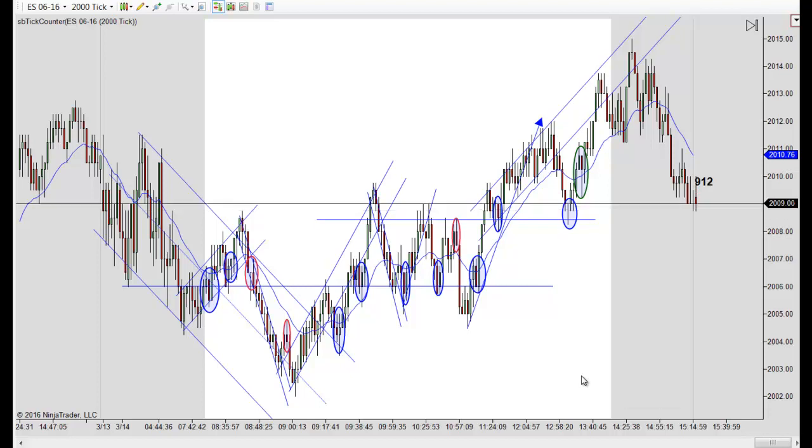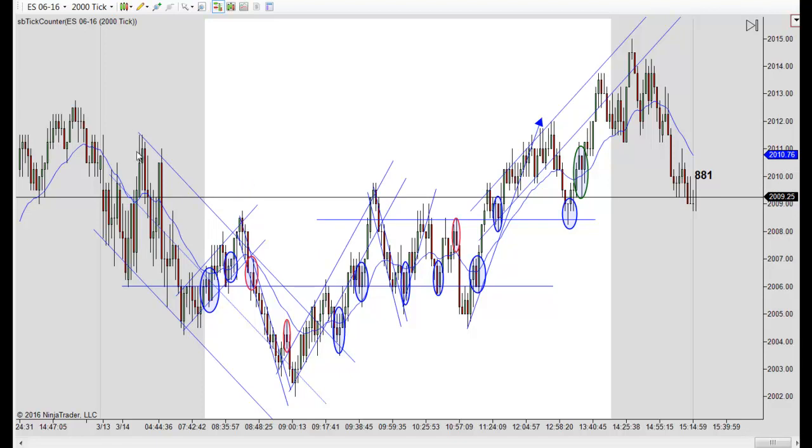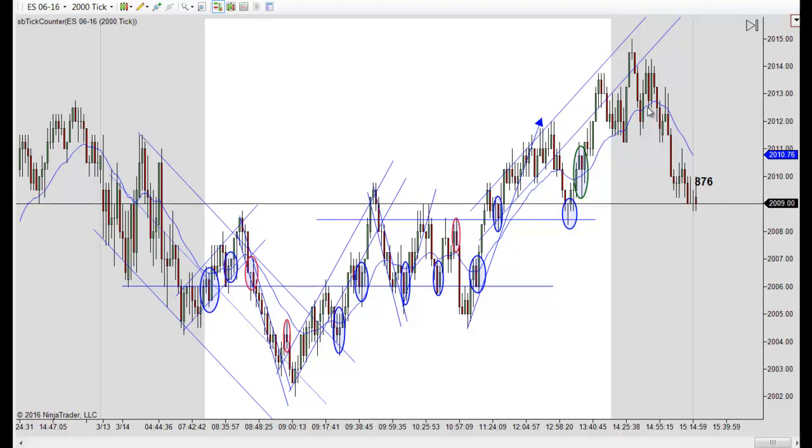For the most part, it's just kind of a range day. We actually went as high as 2015, but most of the price action is really between 2012 and maybe 2003 down here. Most of the price action really stayed within about 2005 and 2010, so it wasn't much more than a 5 point range for the most part.